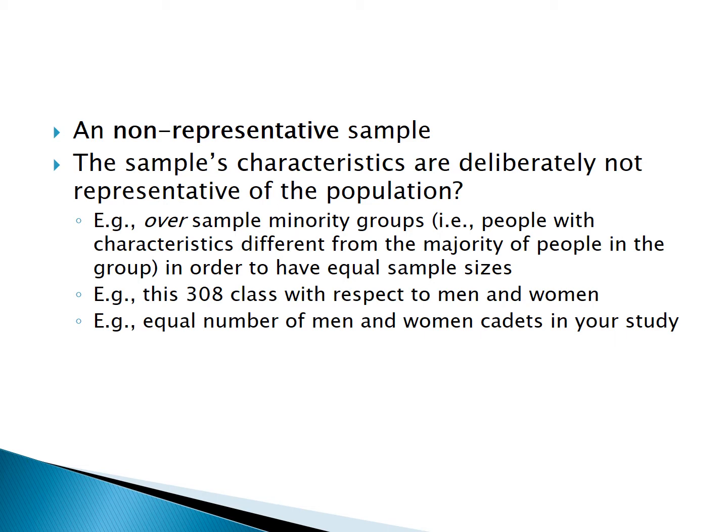We could also look at this in the same way if we were to sample cadets at Texas A&M. If you wanted to compare the perceptions of male cadets versus women cadets, you would oversample women cadets. There'd be a higher proportion of women cadets participating in your study compared to men cadets, so that you might have equal numbers of, say, 30 men and 30 women. All right. So that's why you might deliberately have a non-representative sample.